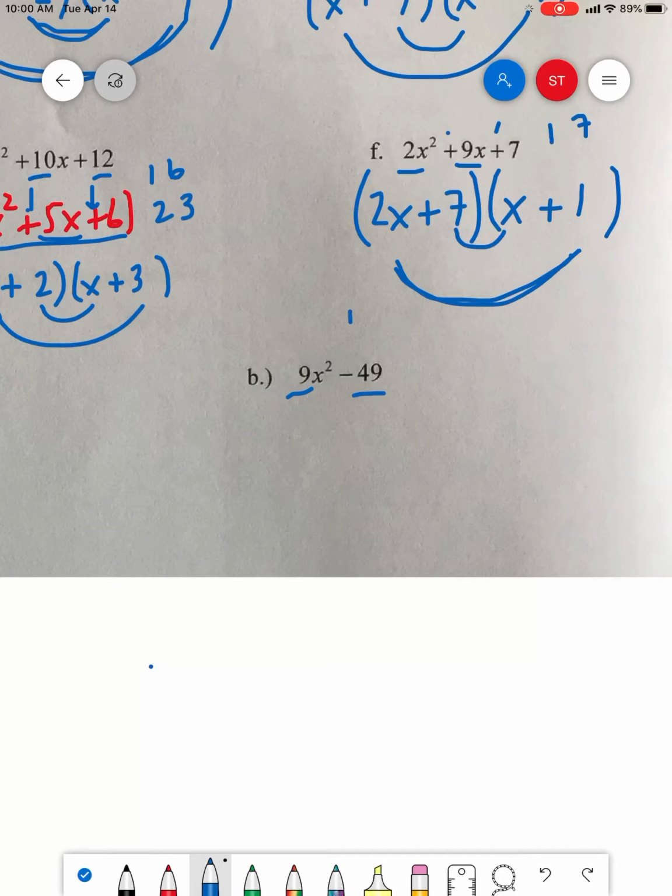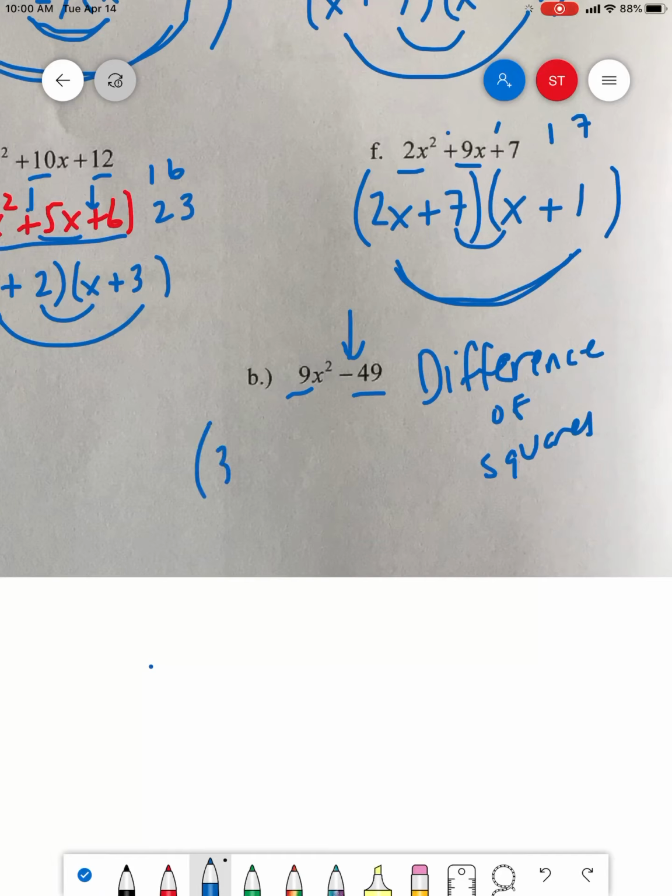Down here, this is my favorite kind. Perfect square, separated by a minus sign. This thing is called a difference of squares. This one is as fast as you could possibly write. So I'll do it fast. I know it's 3x plus 7 times 3x minus 7, and that's the answer.